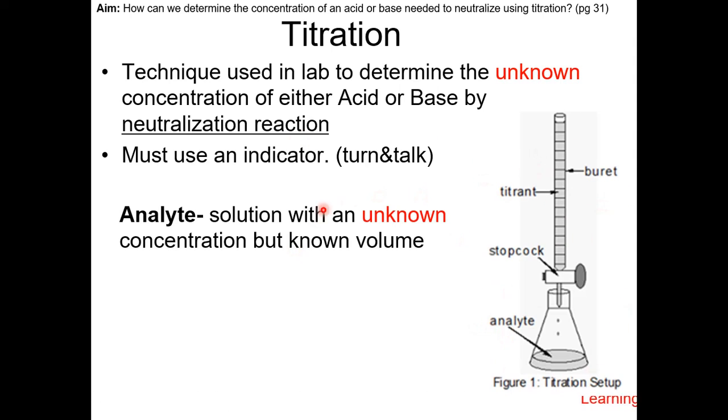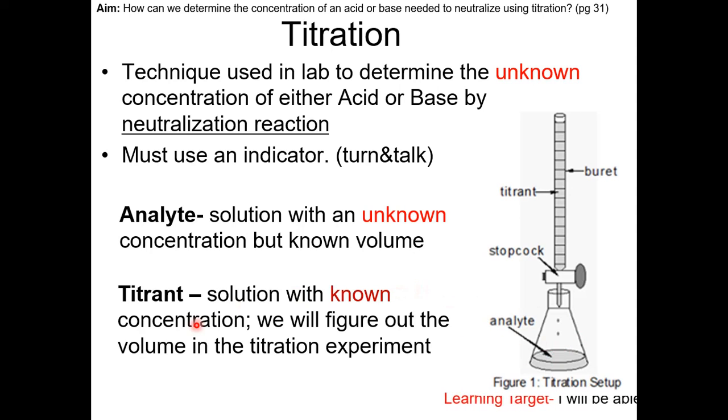Analyte is a solution with the unknown concentration but a known volume. So in a titration experiment, we focus on figuring out the concentration of the analyte. The titrant is a solution with known concentration. We will figure out the volume of the titrant in the titration experiment. The titrant and the analyte can either be the acid or base. If the analyte's the acid, then titrant is the base. If titrant's the acid, then analyte is the base.